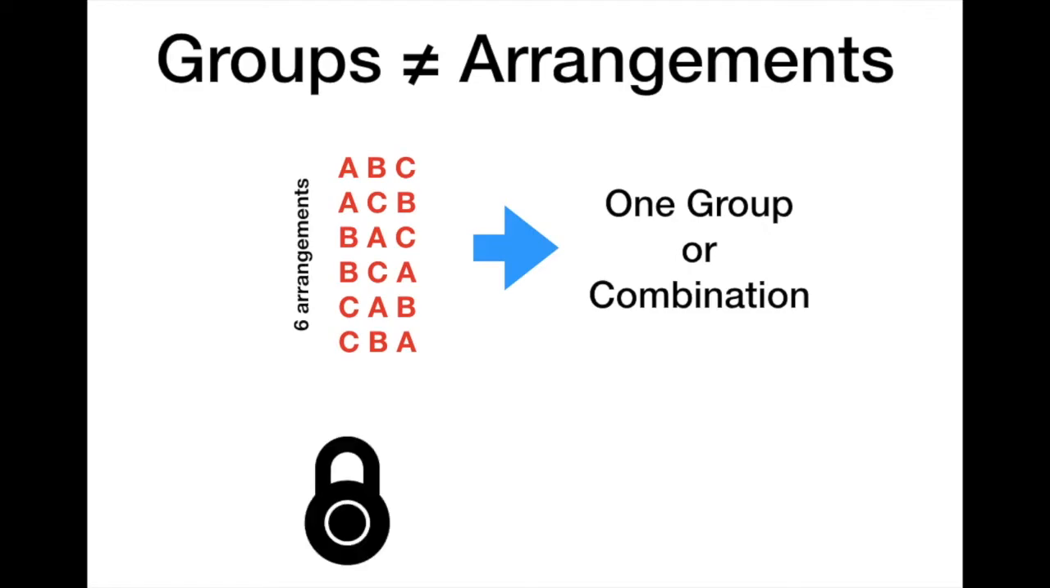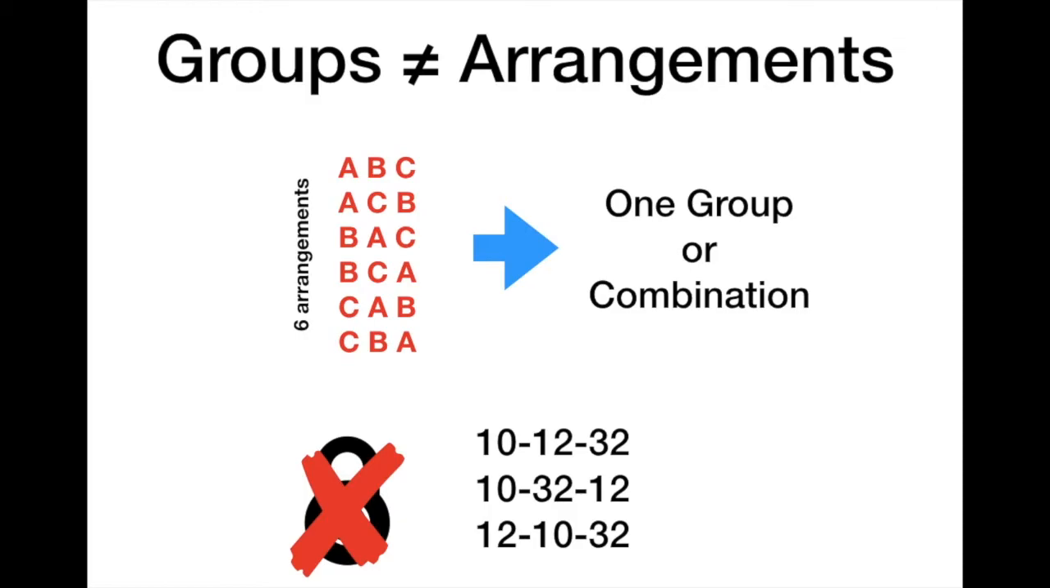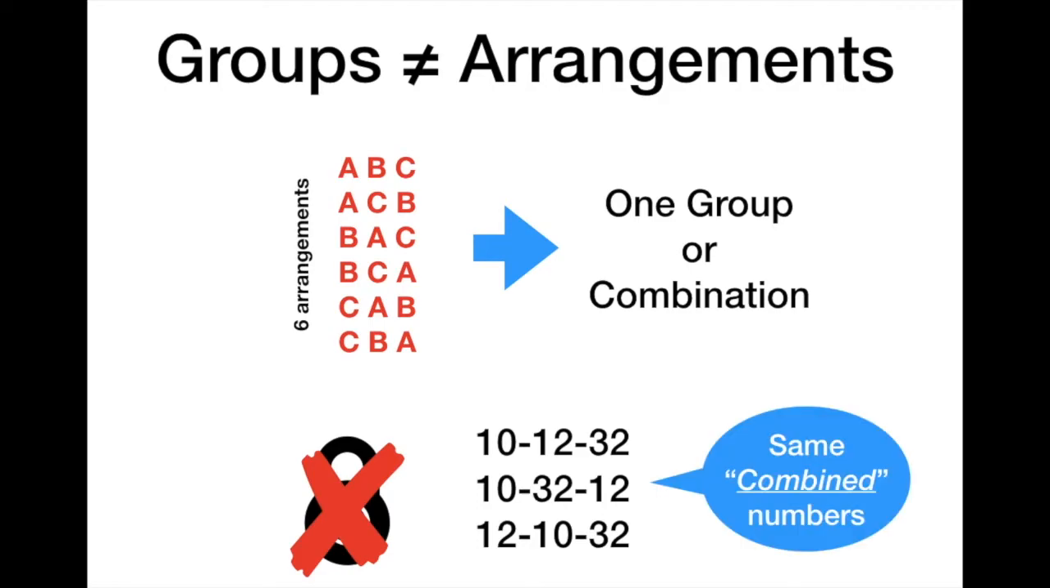This is unfortunate because we call a combination lock a combination lock, but it doesn't actually represent combinations. These would all be considered the same combination, 10, 12, 32, or 10, 32, 12, or 12, 10, 32. They're all the same combination of numbers, and so really, technically, a combination lock is something entirely different. These are all considered the same combined numbers. We don't care about the order. All right, end of sidebar.